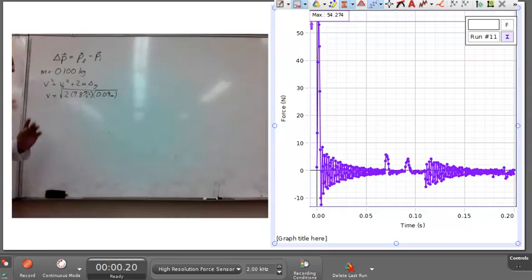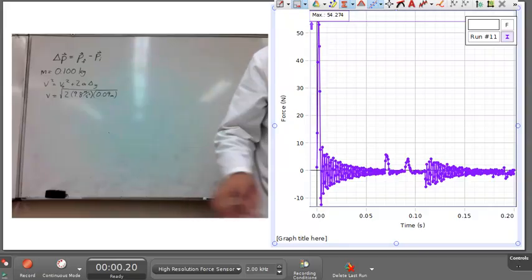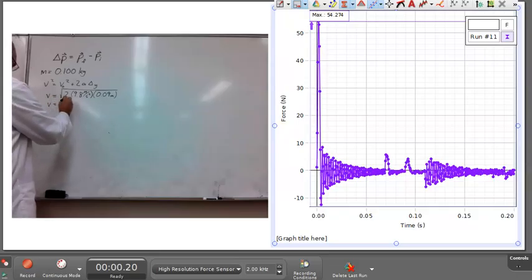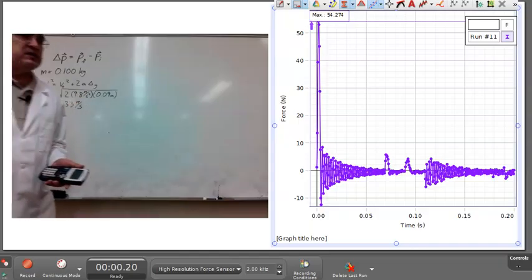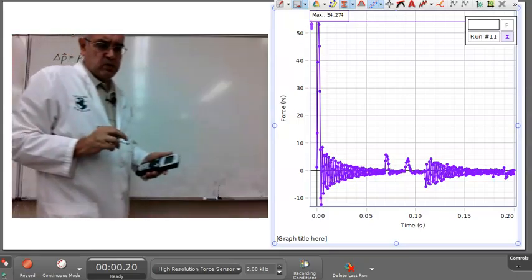Bringing in my handy dandy calculator, we get square root of 2 times 9.8 times 0.09 gives us a velocity v of 1.33 meters per second. So that's how fast it's going. And it's going in the negative direction because it's going downward. So I'm going to make it a minus 1.33 meters per second.